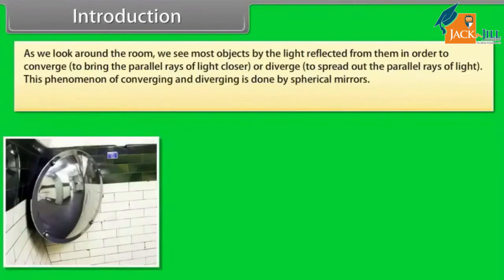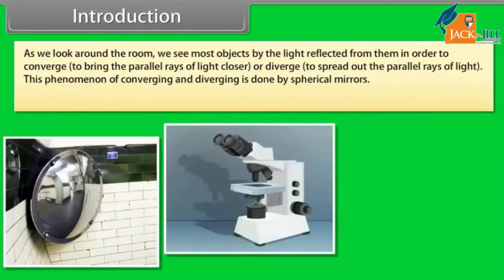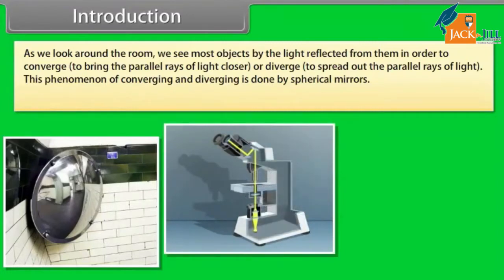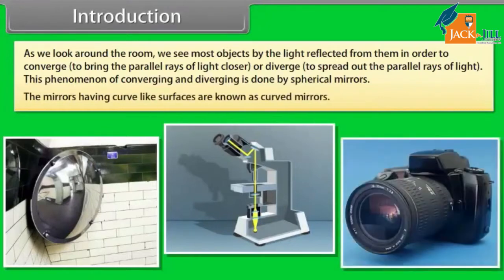Introduction. As we look around the room, we see most objects by the light reflected from them. In order to converge, bring the parallel rays of light closer, or diverge, spread out the parallel rays of light. This phenomenon of converging and diverging is done by spherical mirrors. The mirrors having curve-like surfaces are known as curved mirrors.